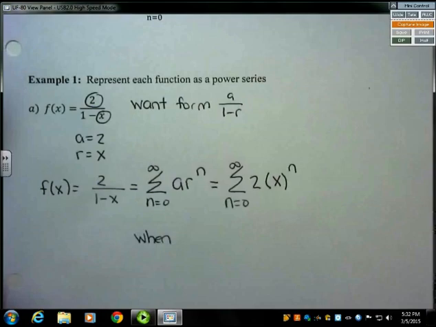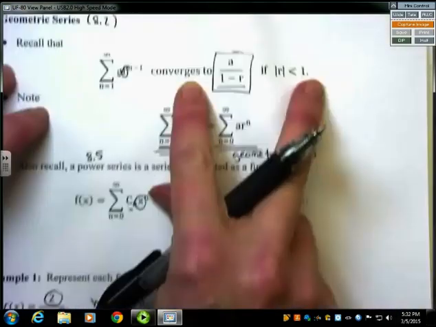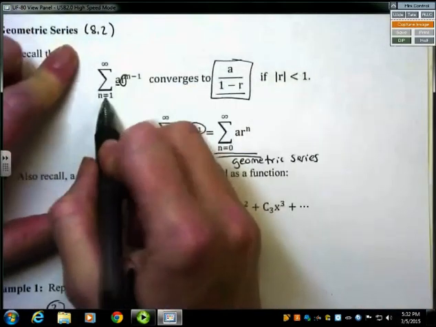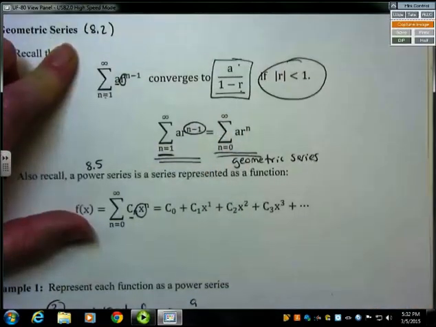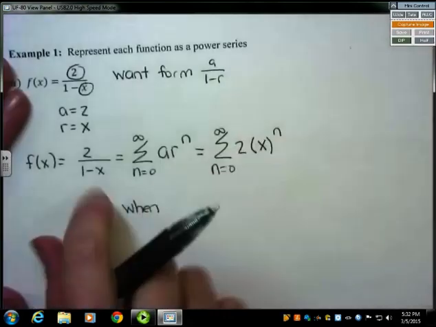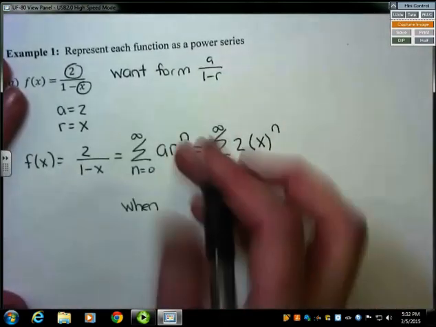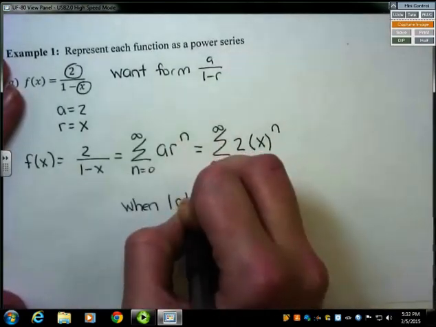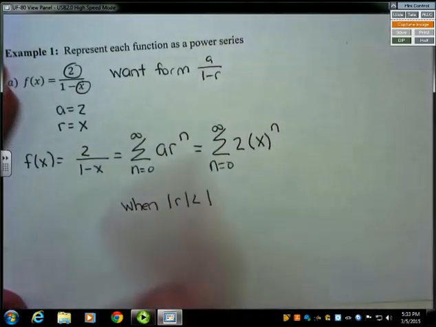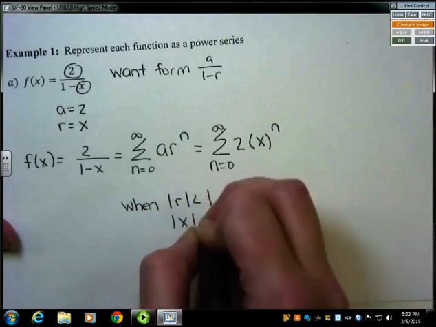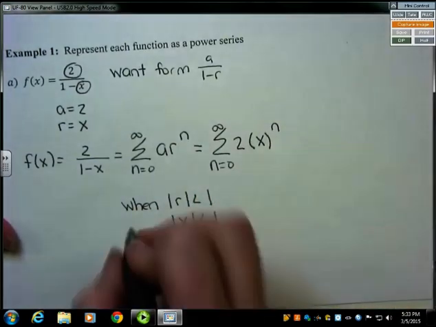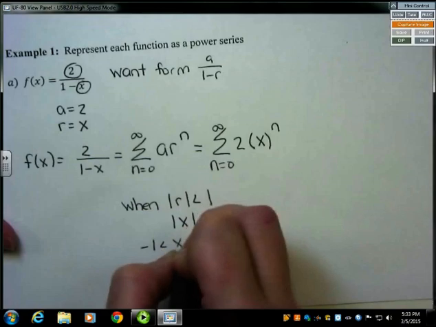Well, remember I stated it up at the top again to remind us. I know that this series converges to this form when the absolute value of r is less than 1. So I can write this function as this series when the absolute value of r is less than 1. Notice that our r was x, so when the absolute value of x is less than 1, meaning when negative 1 is less than x is less than 1.